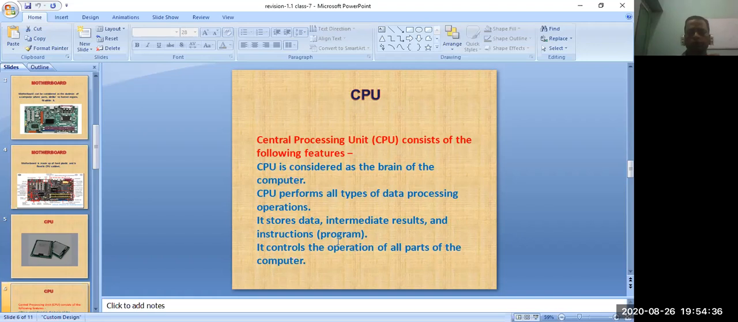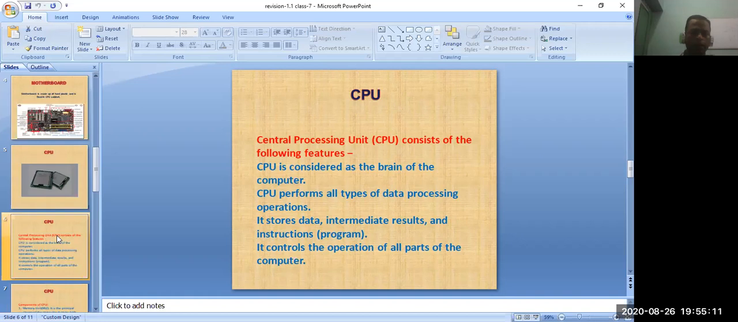For example, when you input data, the input can be done using the keyboard. The CPU processes the data, and we get the result on the output device, that is the monitor. Simply, all of you are able to understand how it works.